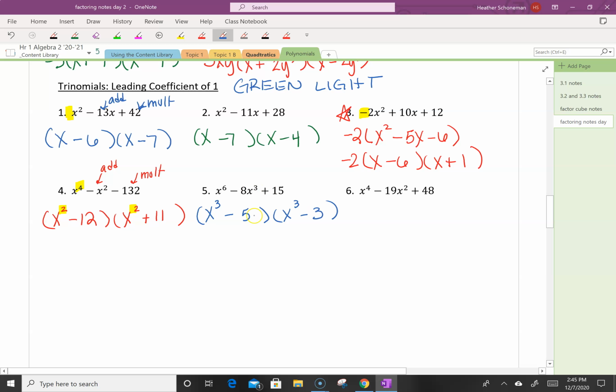Now this one can't fit the squared pattern because my exponents are 3. So I'll check to see if it fits the cube pattern. It doesn't because I can't take the cube root of 5 or 3.